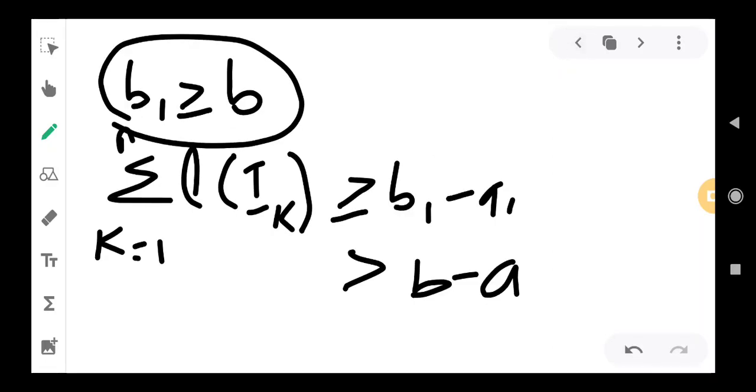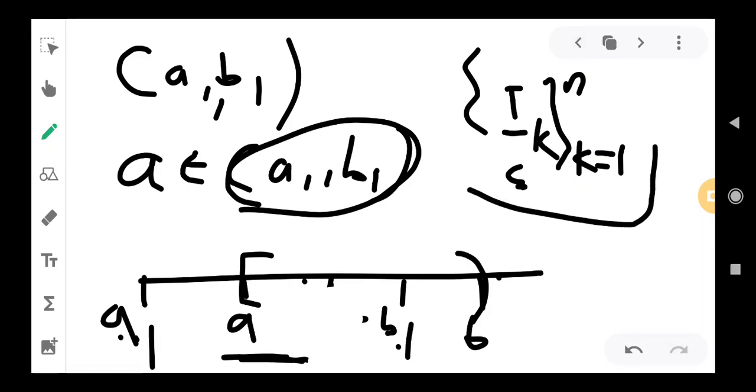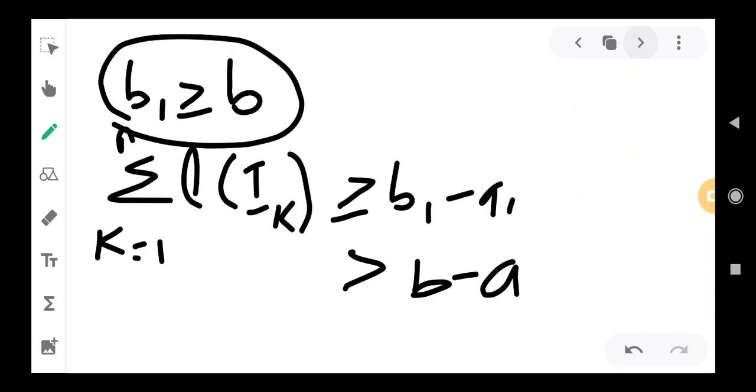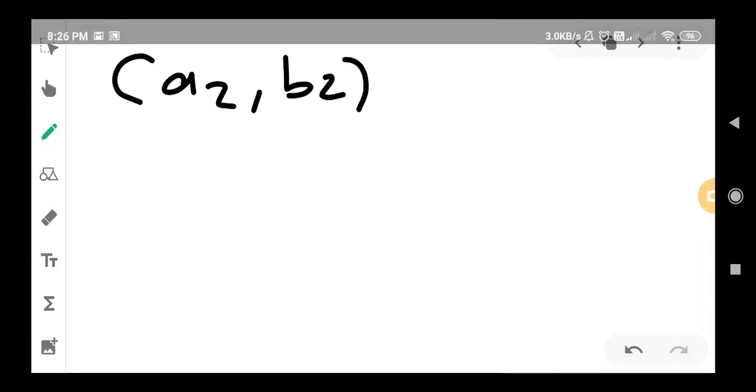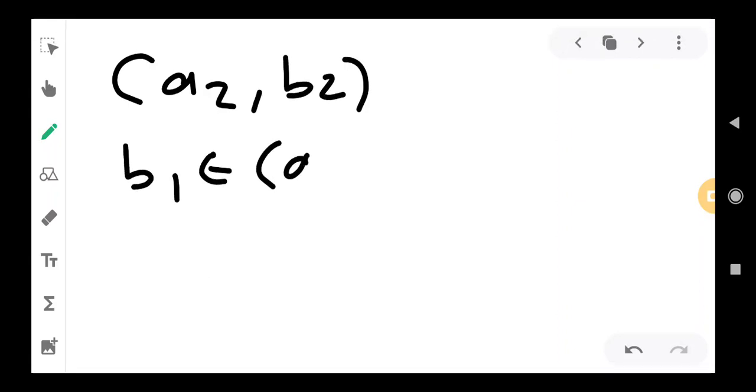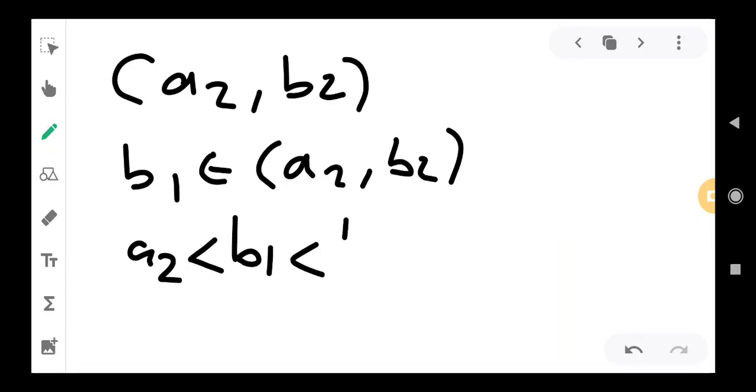So there must be an interval in this collection which contains b1. Call it the open interval (a2, b2). That is, b1 is an element of the open interval (a2, b2). So now we have a2 is less than b1 less than b2.